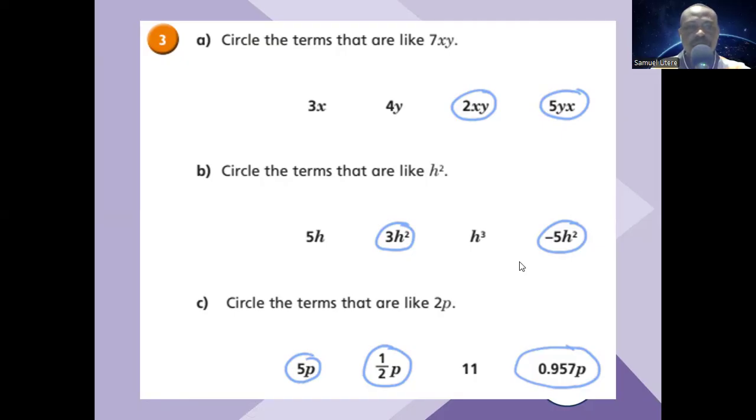All right, here you're asked to circle the terms that are like h squared. Of course, these ones. All right. So you can see what are the conditions for like terms. You must have the same letters and the letters must have the same powers. And that is satisfied here. All right. Don't bother too much about the coefficient being negative. All right. Circle the terms that are like 2p. Again, we need to have terms that have p and the power must be 1. And these are all like terms. Okay. Don't bother too much about the coefficient.